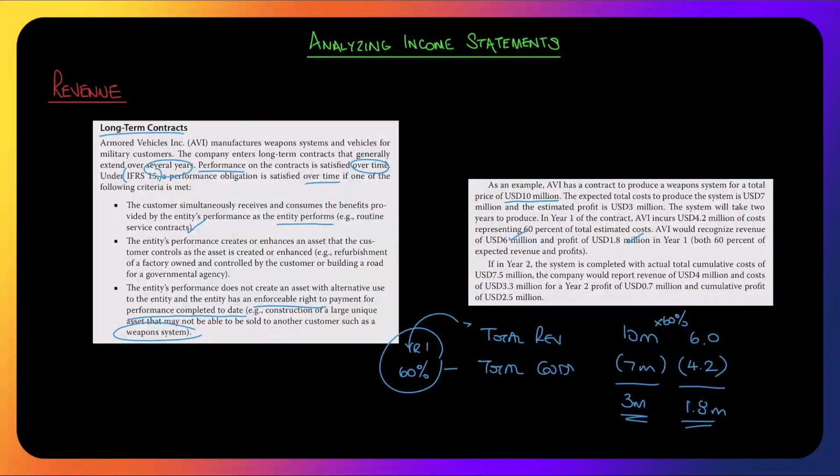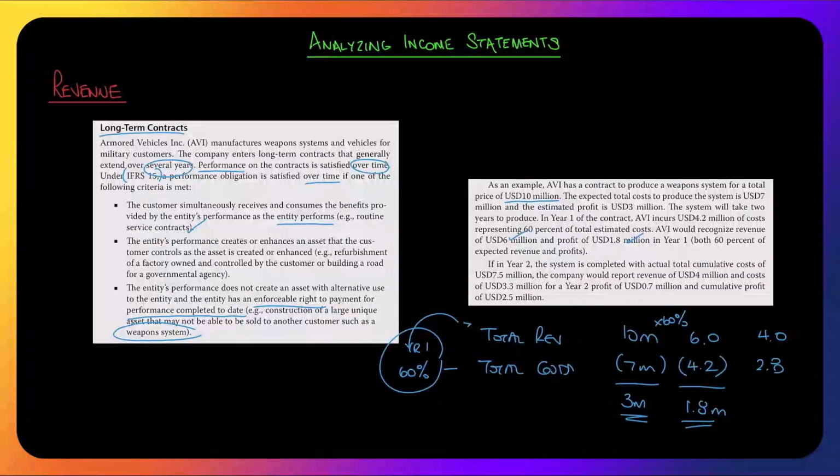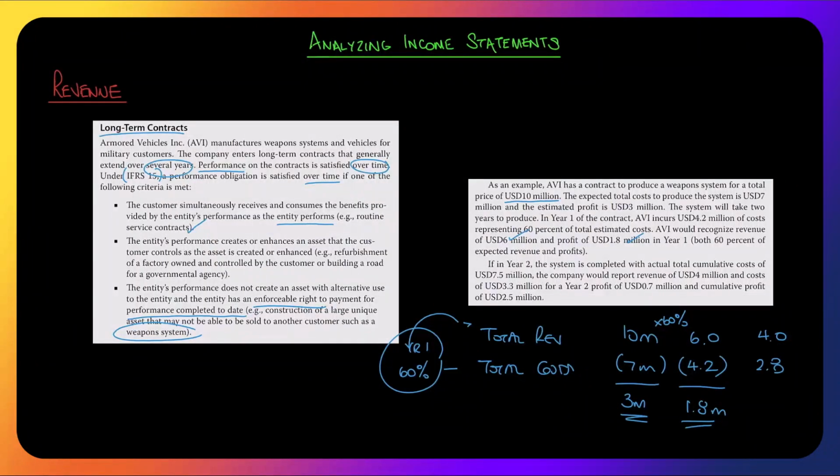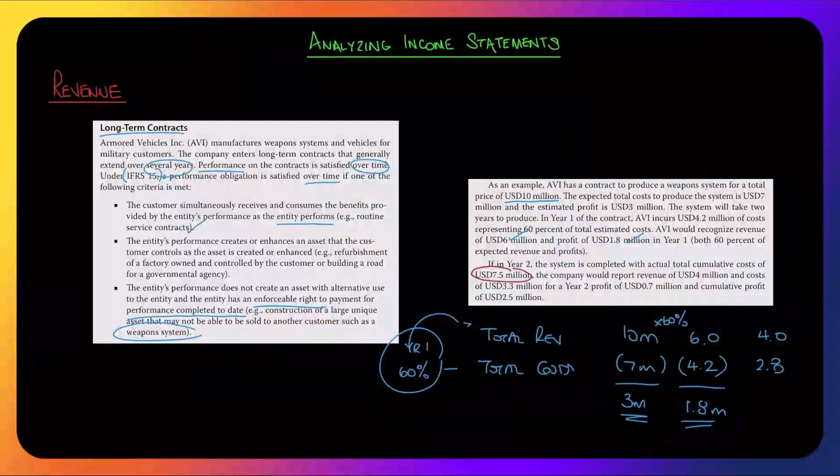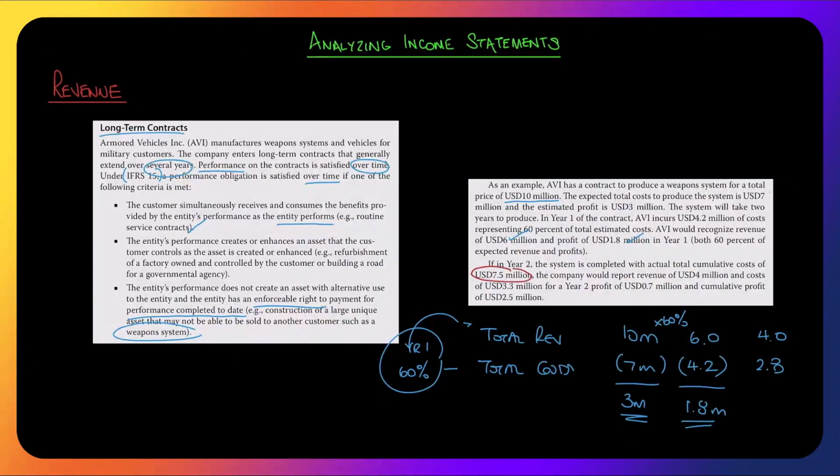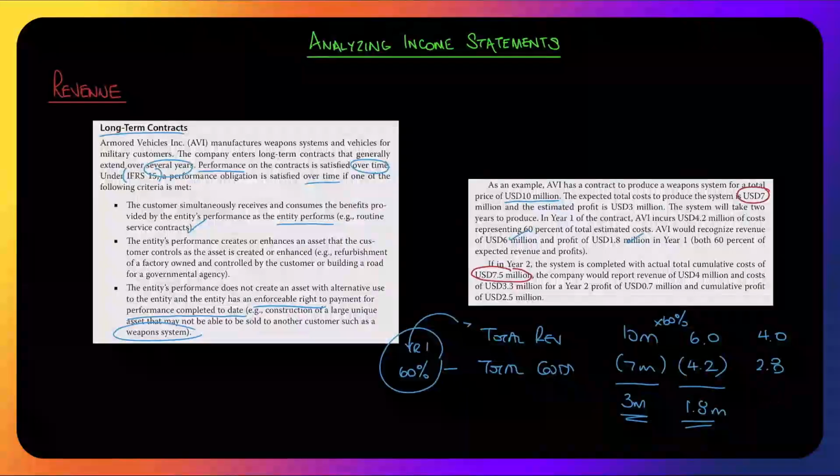If in year 2 we complete it, okay, that seems pretty straightforward. Surely if we just complete it, well, let's add in the 4 of revenue. Let's add in the 2.8 of costs and off we go. But hang on. What actually happens is we end up with total cumulative costs of 7.5. We expected only 7. This isn't going to work.